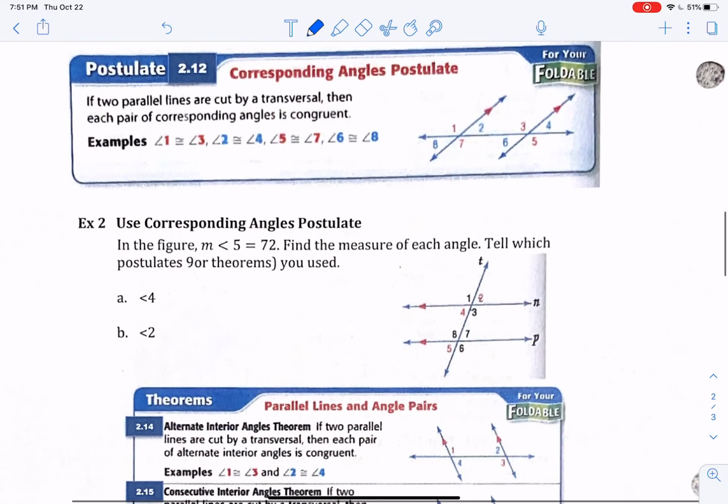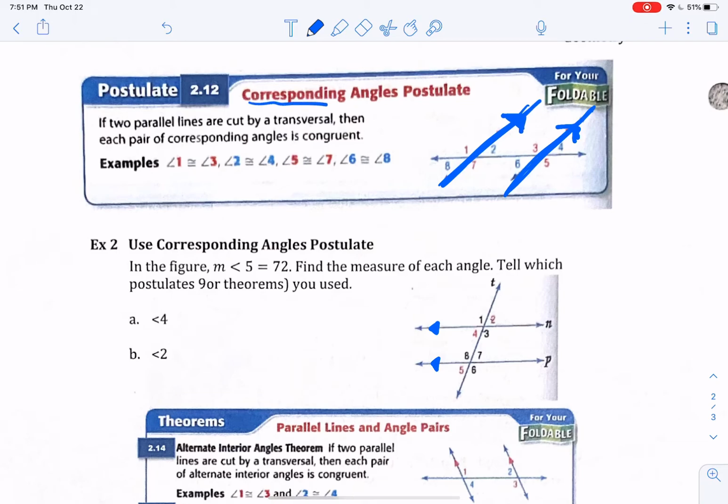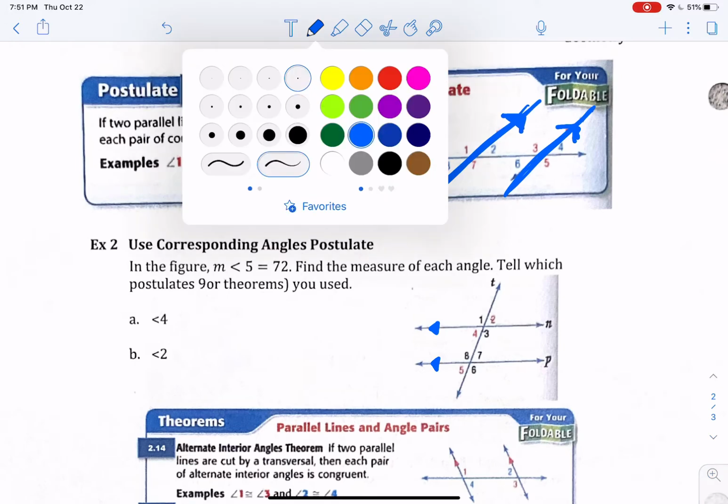Okay, let's go down to the next one, the corresponding angles postulate. If these two lines are parallel, and we know that they're parallel by the way that they mark them, they put little arrows on each one of them. So these little red arrow marks tell us that those lines are exactly parallel. So as long as those two lines are parallel, and I have corresponding angles, the corresponding angles will be exactly the same measure. So I'm going to mark these in different colors.